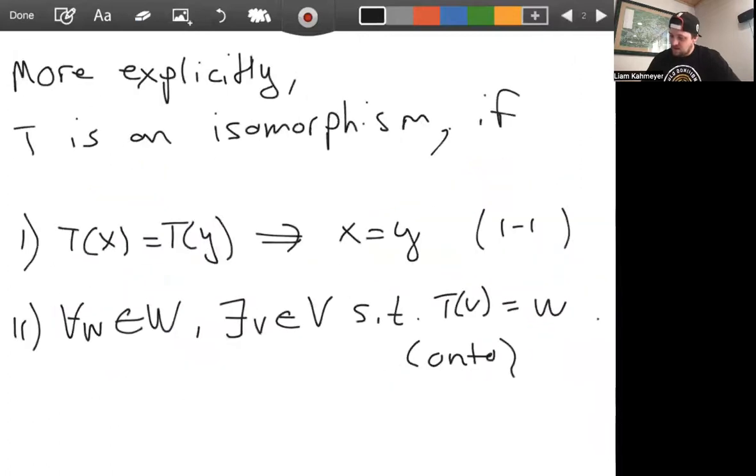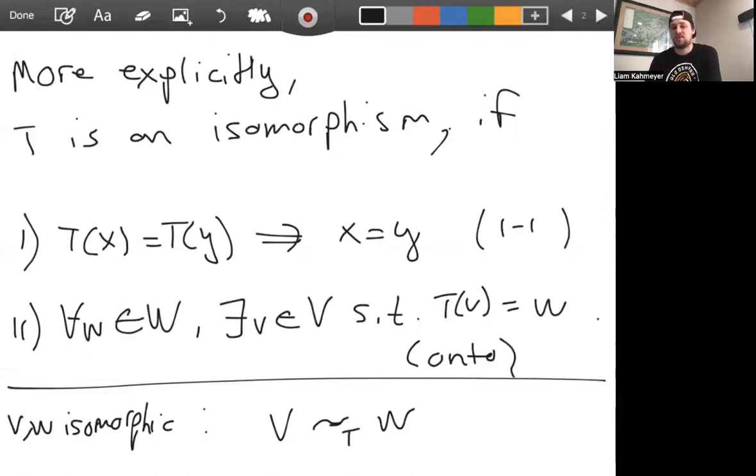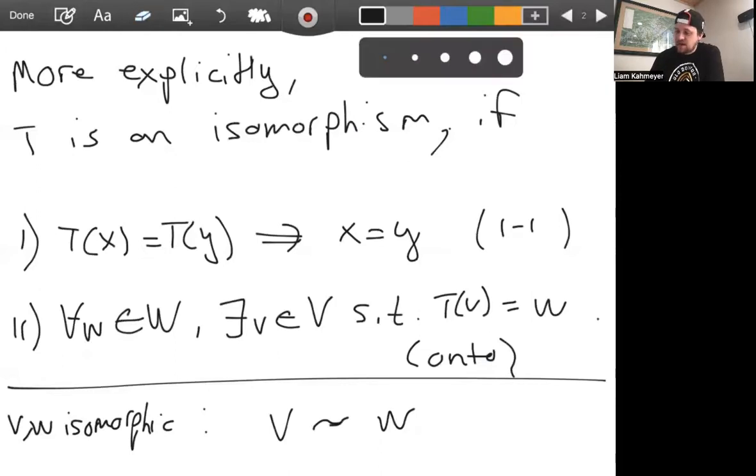And the notation here: sometimes you'll see V is isomorphic to W. And if it's explicit, with respect to a given isomorphism, you may see this equivalence squiggle with a subscript T, and that's telling you how V and W are isomorphic in that case. Usually it's understood in context what isomorphism we're looking at, so I'll probably just drop the subscript.